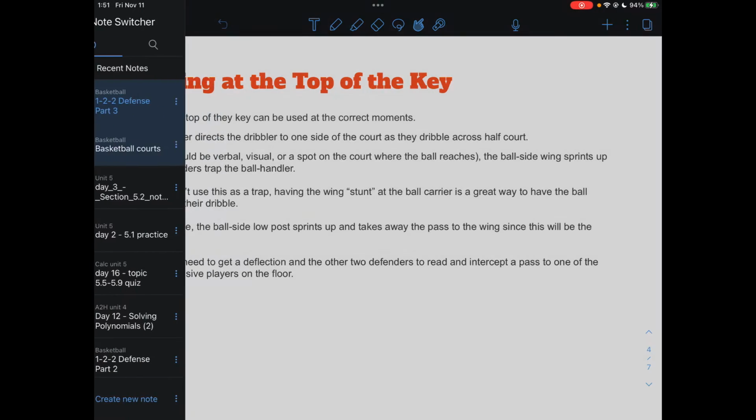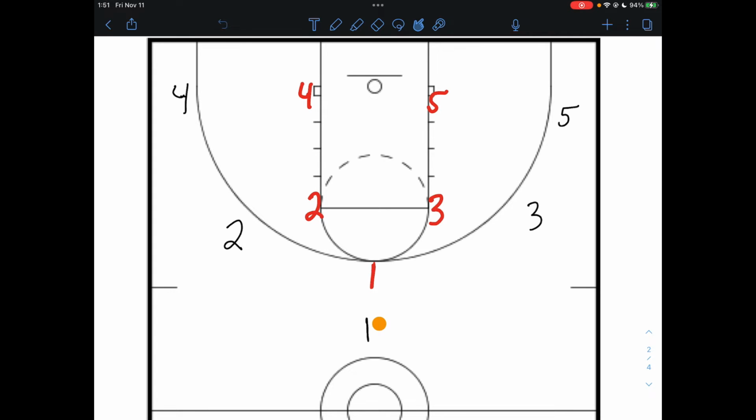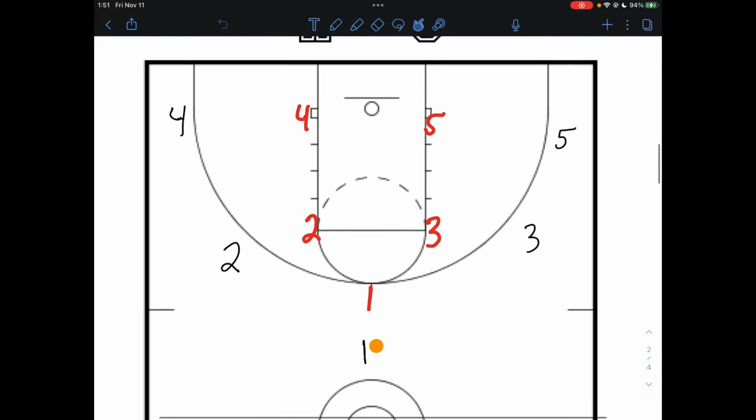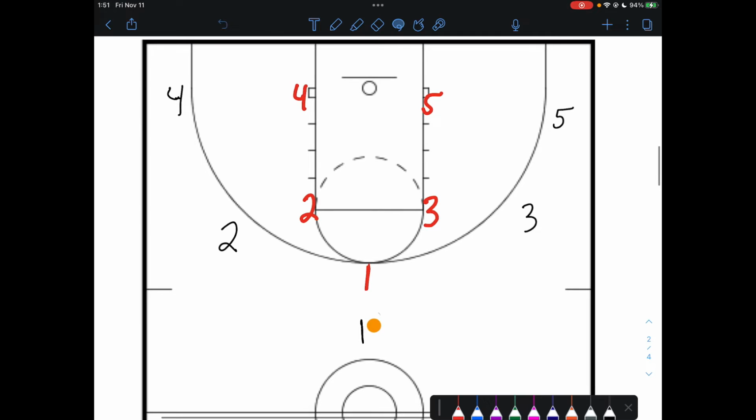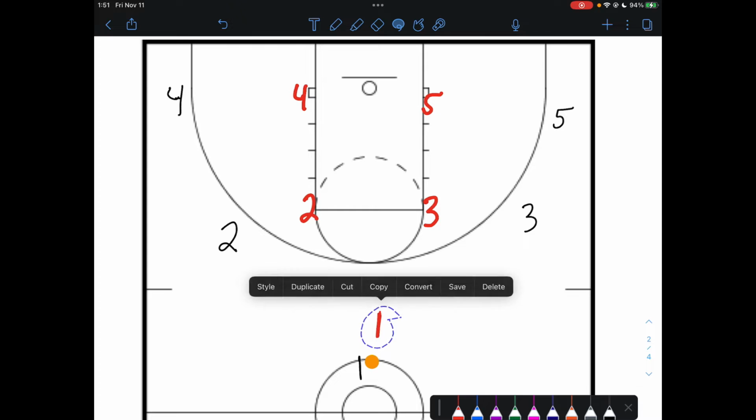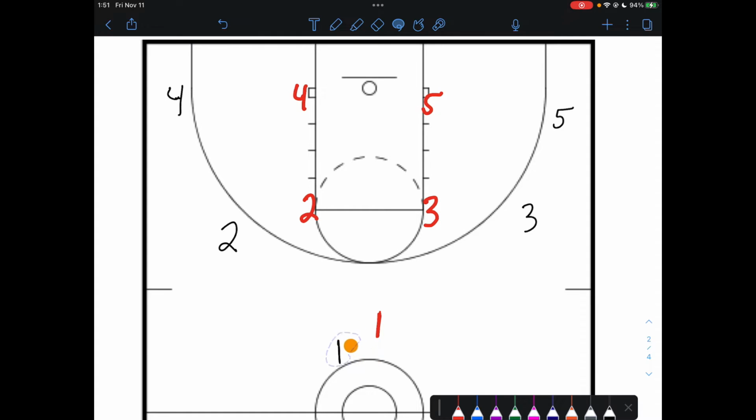All right, so what does this look like? Let's take a look here. Here's our normal 1-2-2 setup. But let's say we have an offensive player here that we're going to try to push left. So we're going to try to push him left, push him left, push him left. And they get to about here.